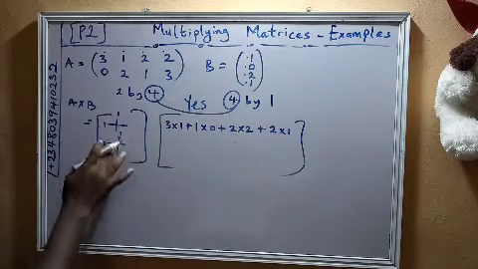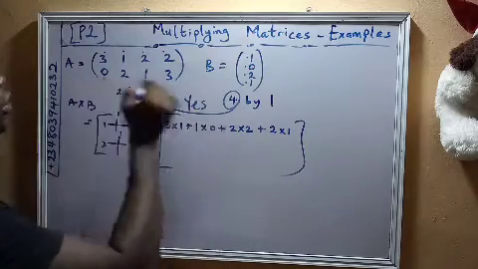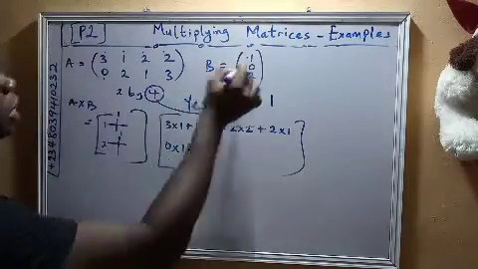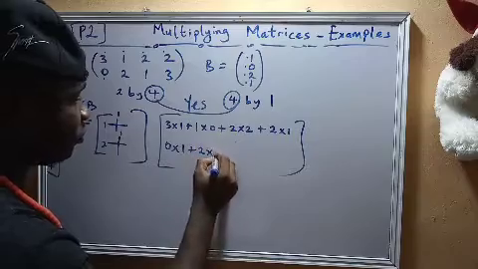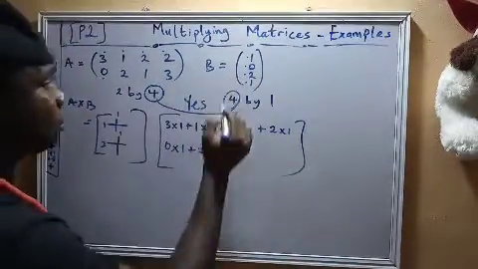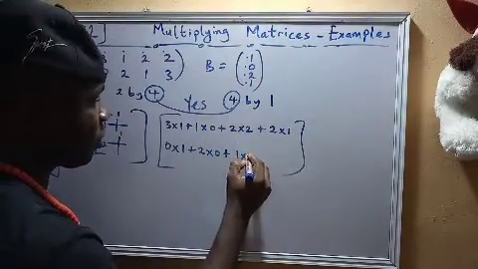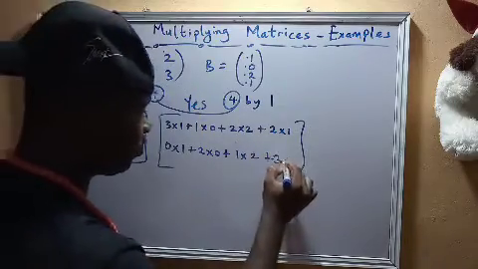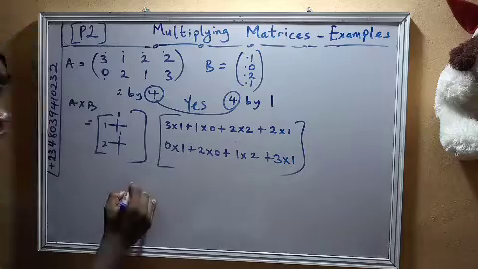The next is second row by first column. Second row, first column. 0 times 1, plus 2 times 0, plus 1 times minus 2, 1 times 2, and plus 3 times 1. So once you do this, we are done with the answer.